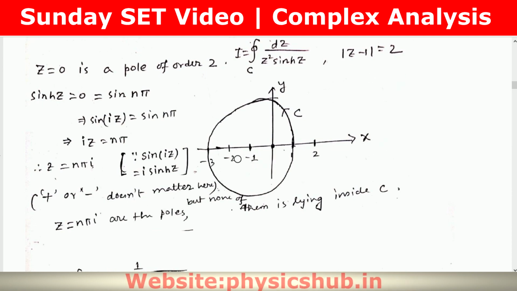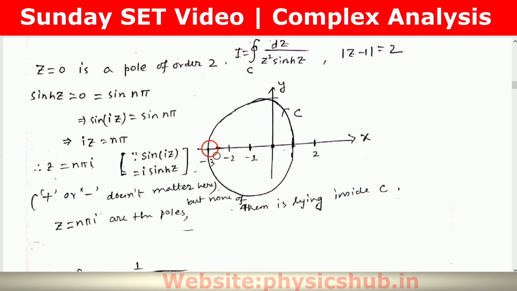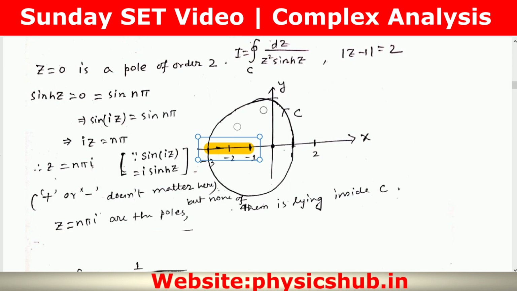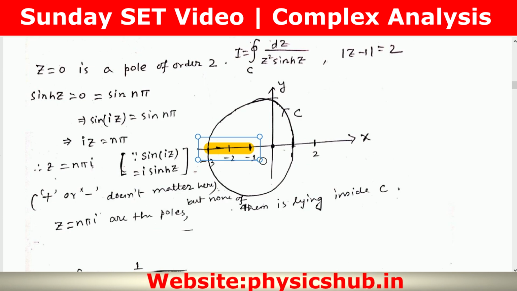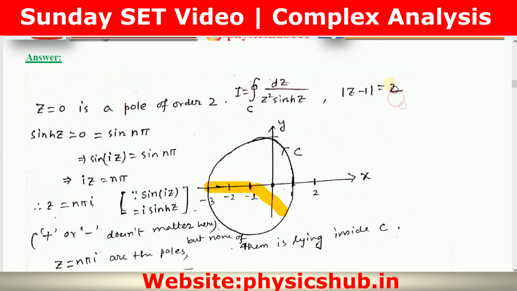The figure is actually wrong. Yes, it is correct, because this is 2 units and this is 2 units. The center of this circle is lying at z = -1, and it has a radius of 2 units, because 2 is here on the right hand side. Now we have to find out this integral.